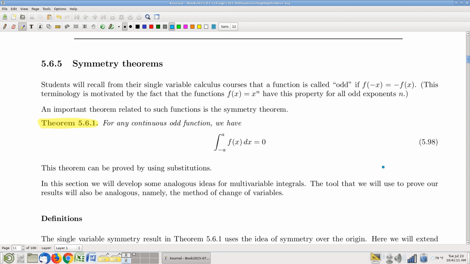Okay, what I want to talk about now is a nice application. Now, we've only got a couple minutes here, but I want to get partway into this. I want to talk about symmetry theorems. I think these are highly unappreciated theorems.